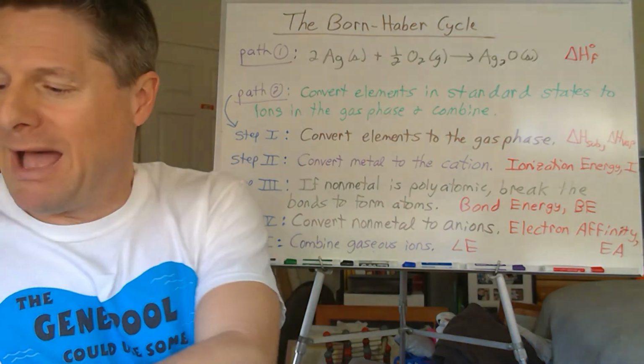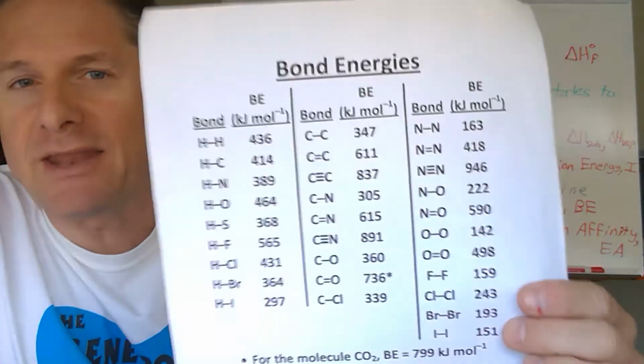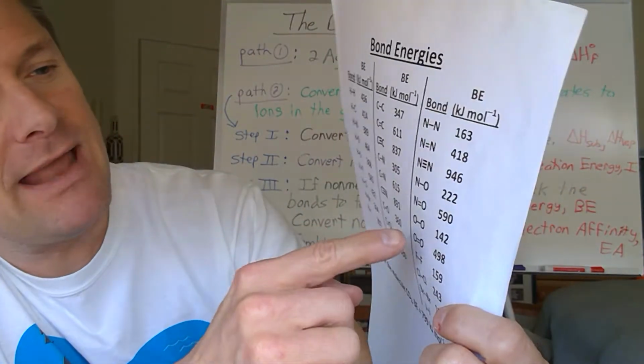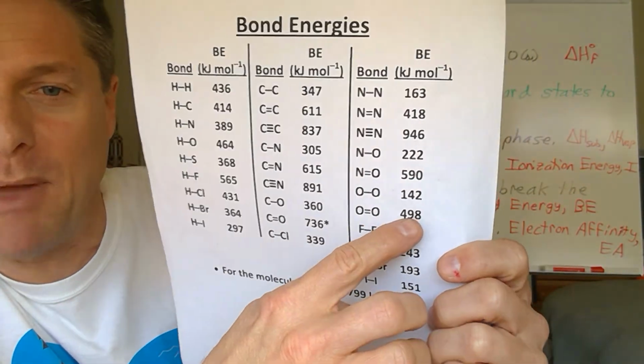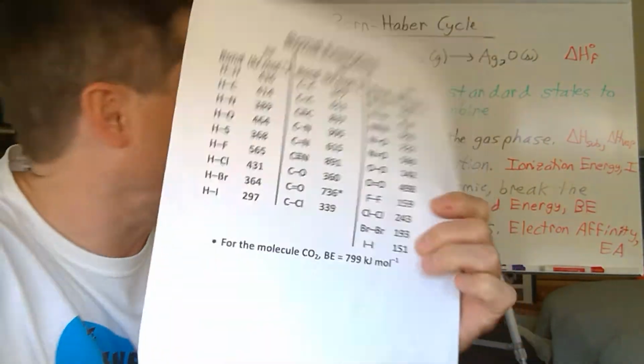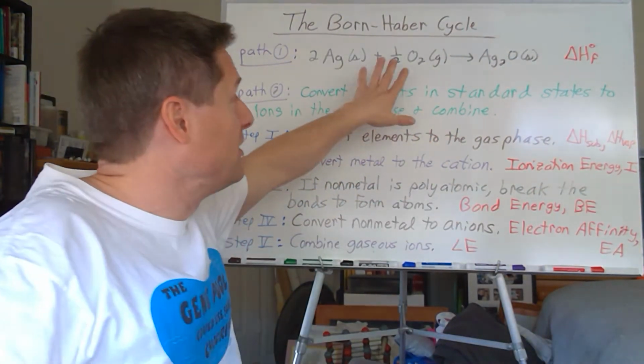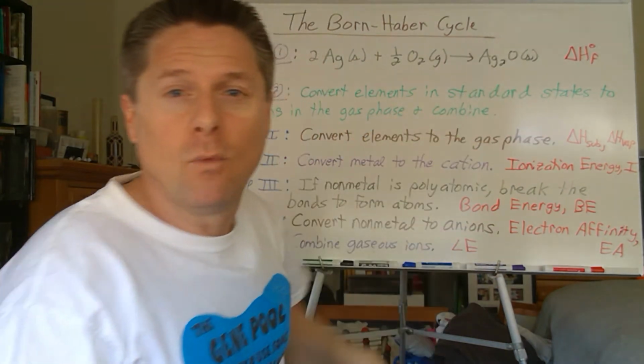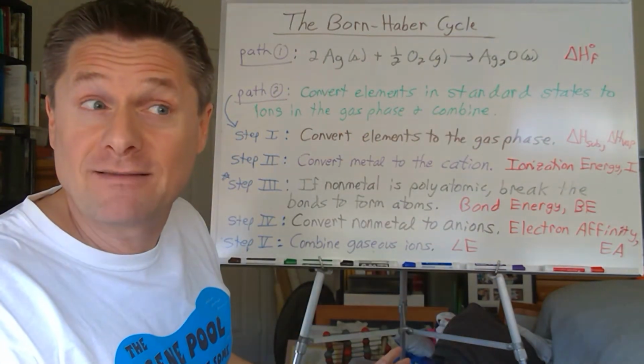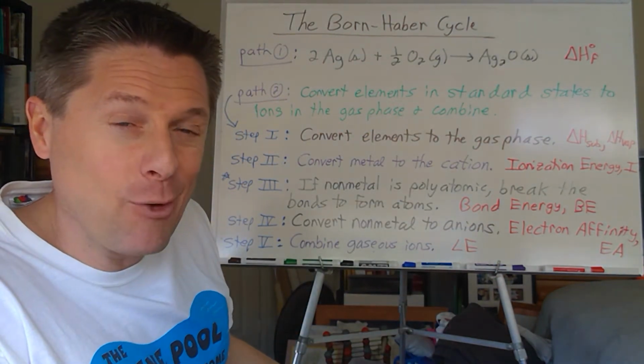And that is your bond energy. So I would provide you a bond energy table. In this case, we'd have to break the oxygen-oxygen double bond, which would be 498 kilojoules per mole. We only have half a mole, so it would be half of that, right? And once we do that, we would end up with one oxygen atom in the gas phase. We need that as an anion, though, right?